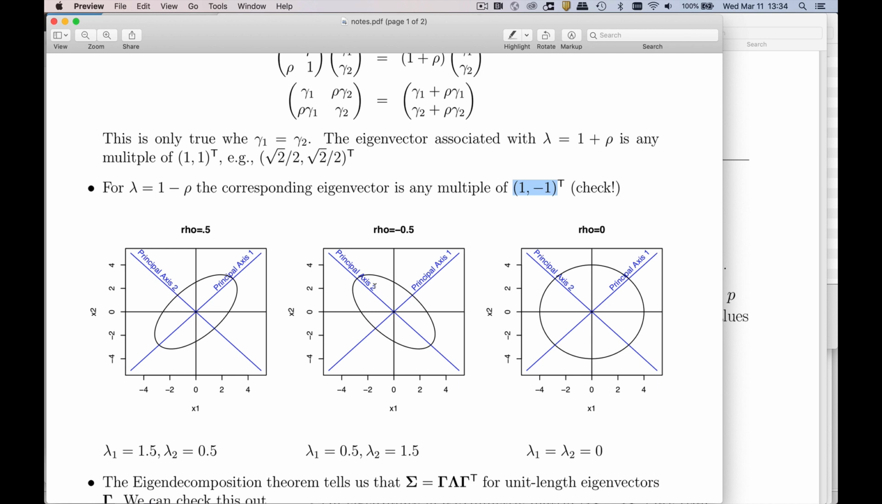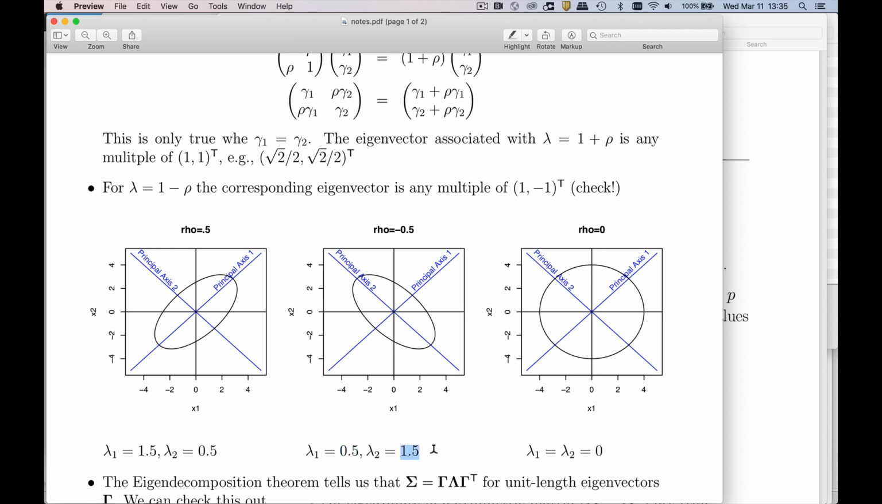Let's try another problem. So let's say we made rho minus a half. All right, so then this first eigenvalue, I know I told you to order them a minute ago, but allow me to use the notation. This is going to be the first eigenvalue corresponding to this direction. If we take 1 minus 0.5, we get 0.5, and the other eigenvalue is going to be 1 minus a minus 0.5, which is 1.5.